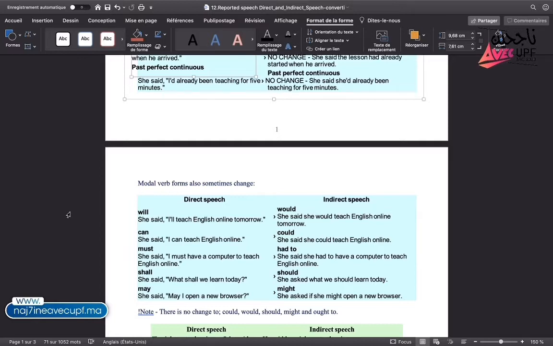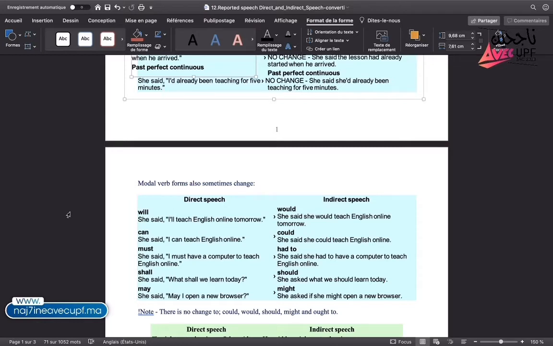Can, could. Will, would. Must كتولي had to. She said, I must. She said she had to. Shall كتولي should. May, she may. May I open a new browser? يعني هو الانترنت explorer. Might كتولي might. She said she asks if she might open new.